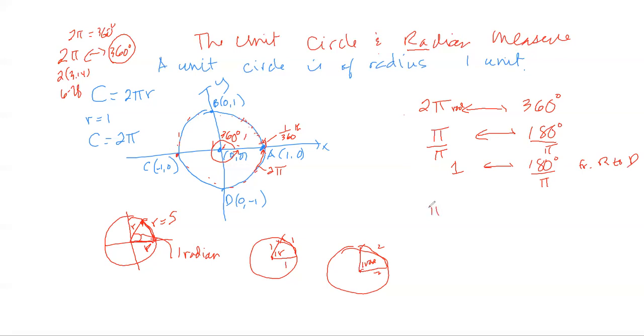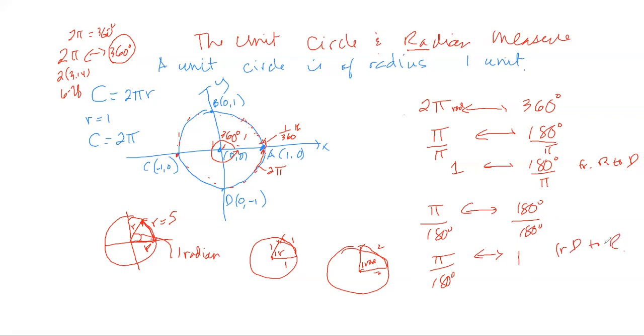Now again, what if I am going to divide this by 180? 180 degrees, 180 degrees. Then I will have here what? 1. This is pi over 180 degrees. So this is the conversion factor if we are going to transform what? From degree to radian measure.